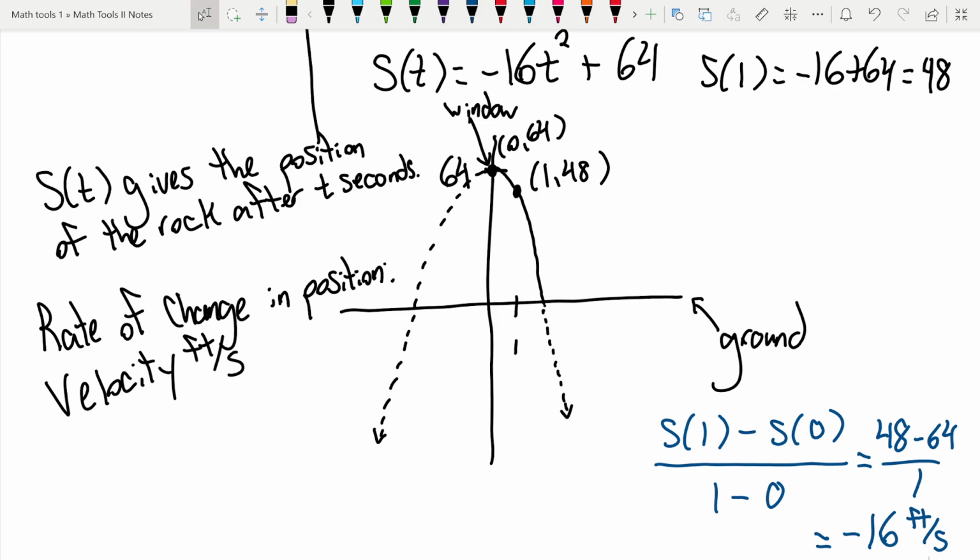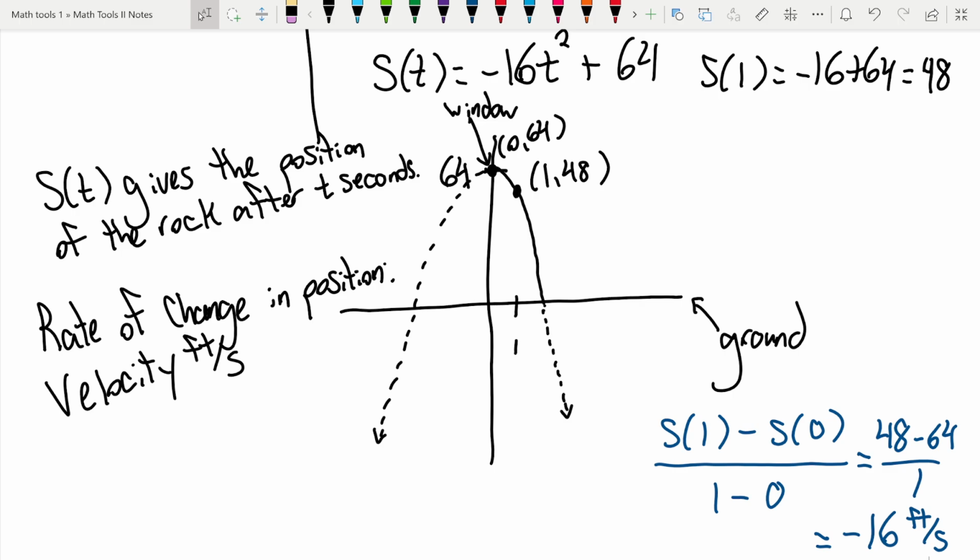So the negative here tells us it's going down, right? So velocity is essentially speed with direction. The direction in this case is the negative or positive sign. So negative velocity tells us that the position is going to be going down, decreasing. So this tells us that on average between 0 and 1, it was decreasing by 16 feet per second, right? Which makes sense because we're only moving 1 unit and we're going down exactly 16 feet, right?